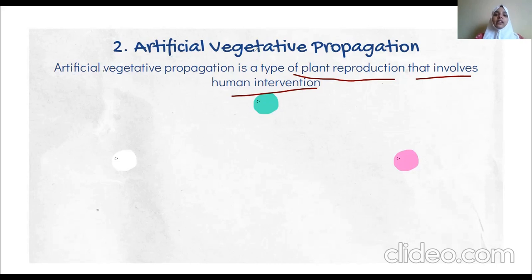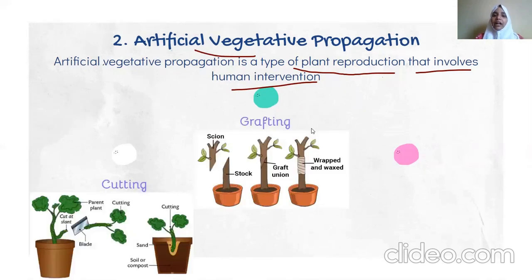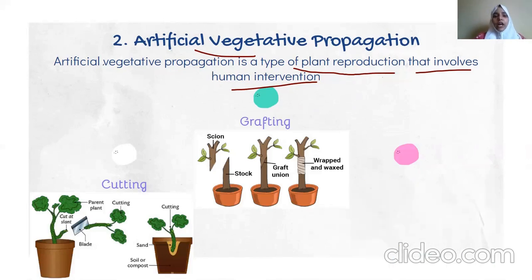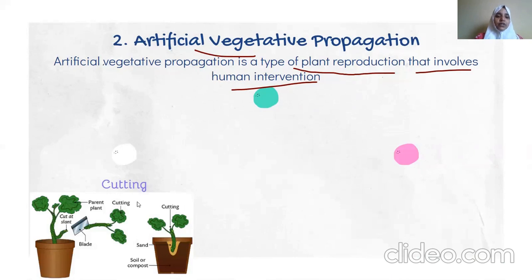Yes, so there the artificial vegetative propagation comes into picture. So you have cutting, you have grafting, and then you have tissue culture. Just a few lines you need to know regarding all these three. So first we focus on cutting.